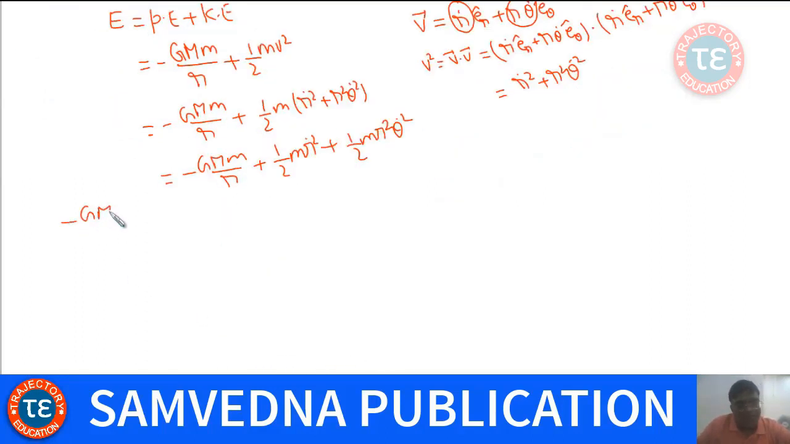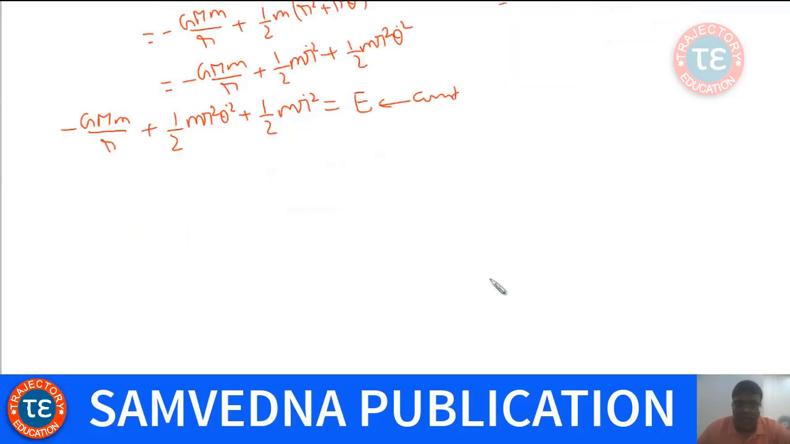That means this quantity, potential energy plus kinetic energy, plus half m r dot square, is E, and this is constant. And we have one more thing. What is that? L, which is also constant. So for a planet, when the planet moves around the Sun, energy and angular momentum are constant.